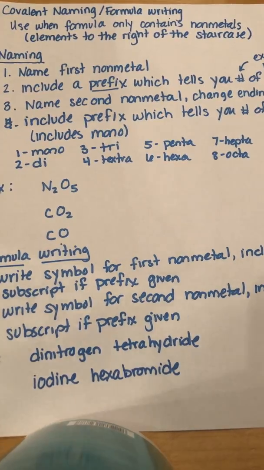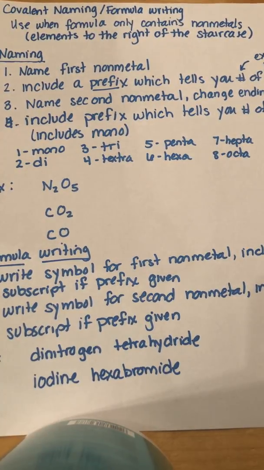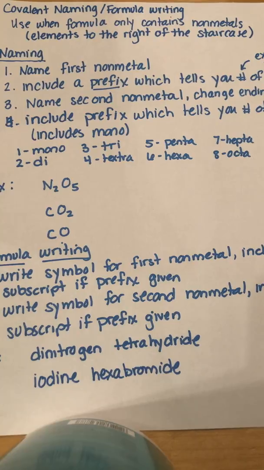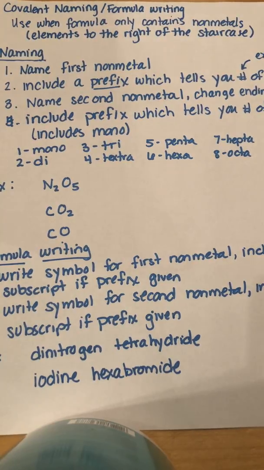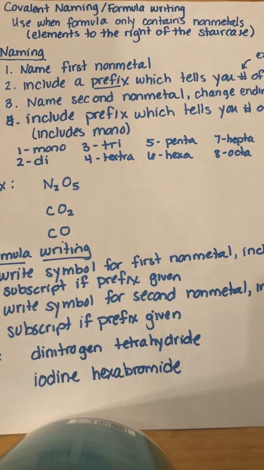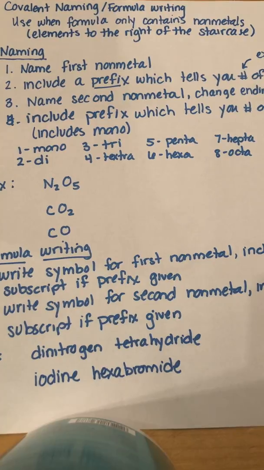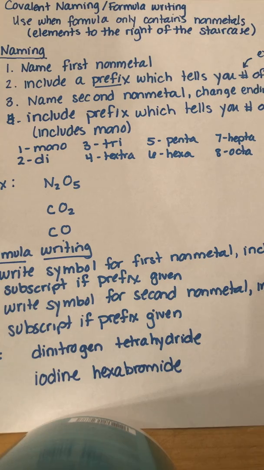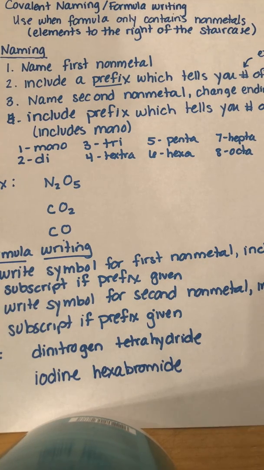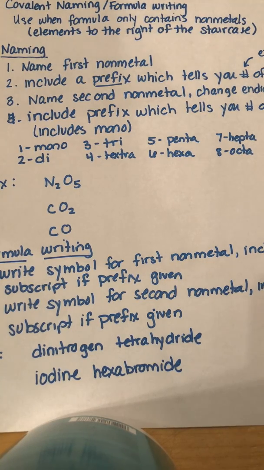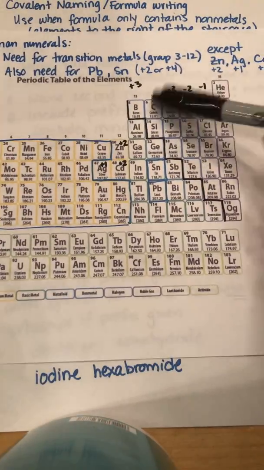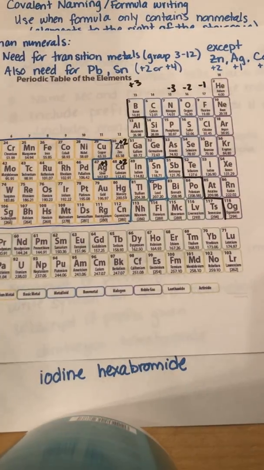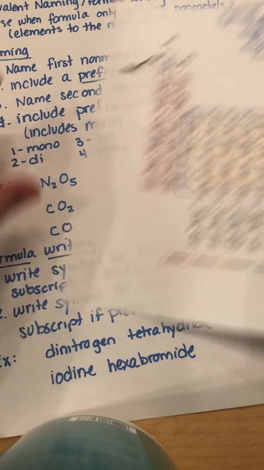Okay, this one we're going to go through how to name covalent molecules. So this is different. Ionic is whenever you have a metal present in your compound or molecule. Covalent, there is not a single metal. Every element in your formula is a nonmetal. So remember that nonmetals are going to be elements that lie to the right of the staircase, plus hydrogen.